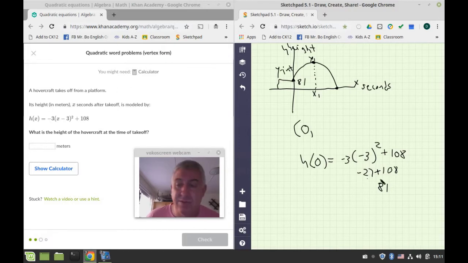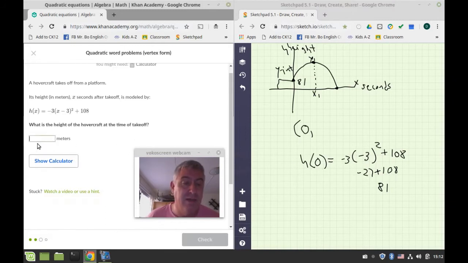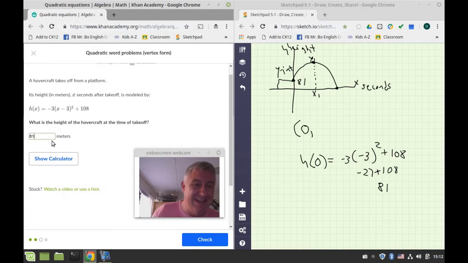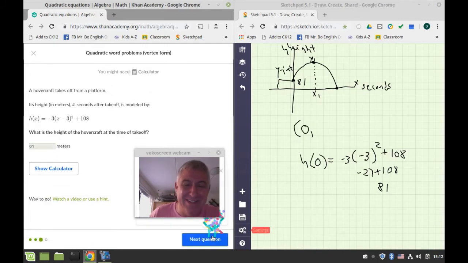Let me go through and double check that. Alright, so I've got 0 minus 3 is negative 3. Negative 3 squared is 9. Minus 3, negative 27. Okay. That's a lot of meters.